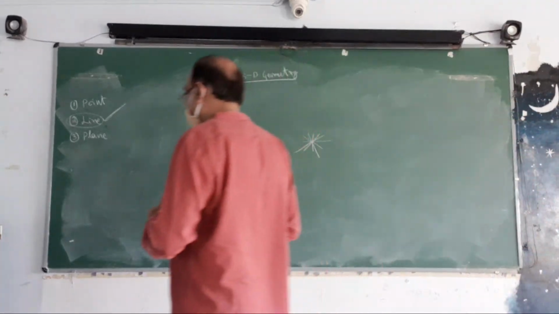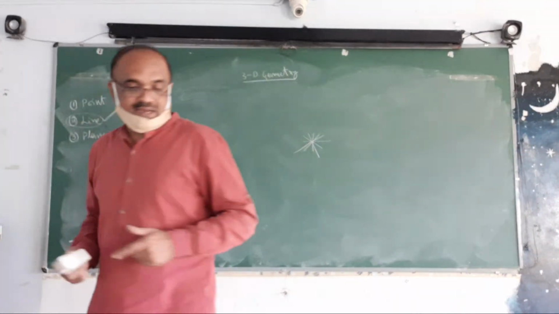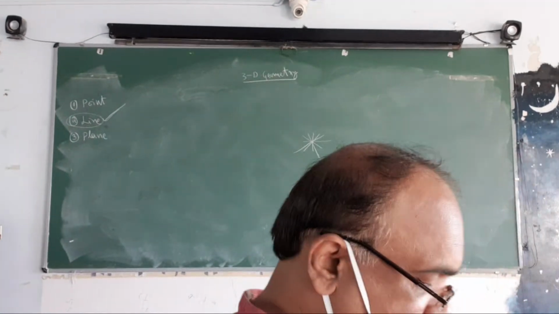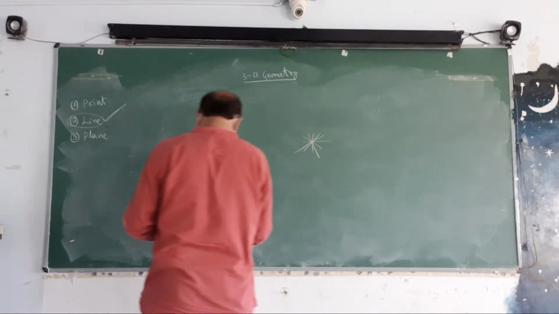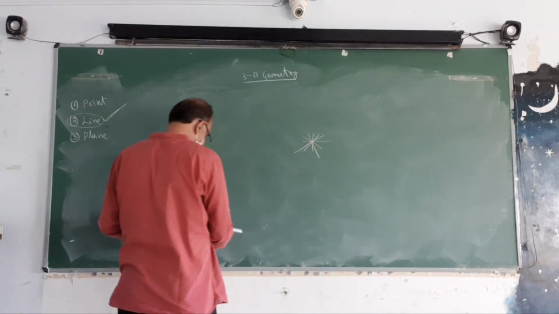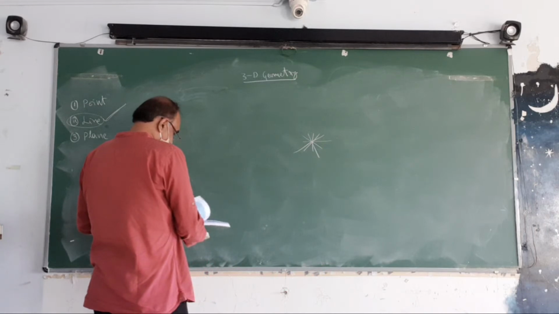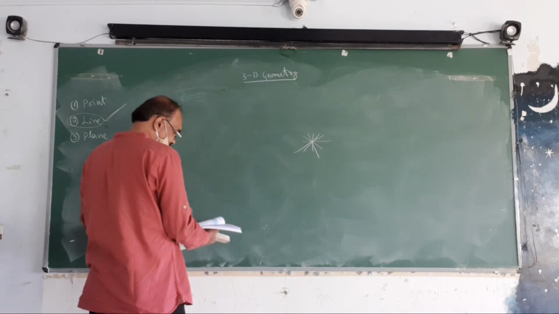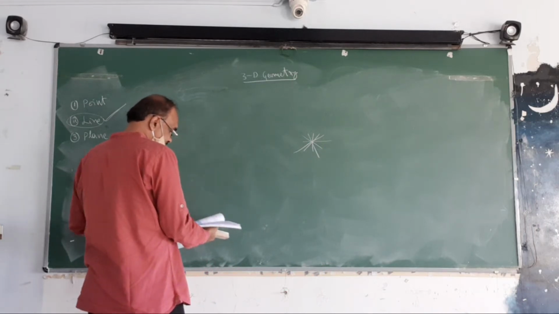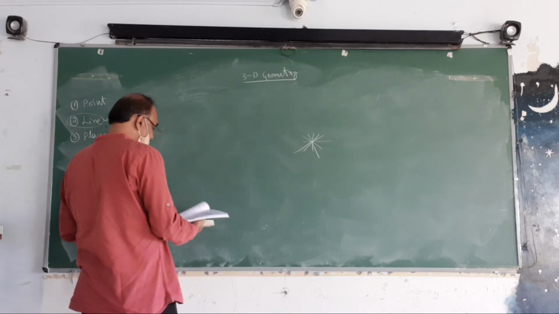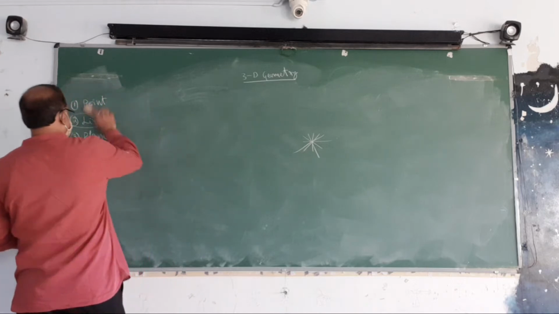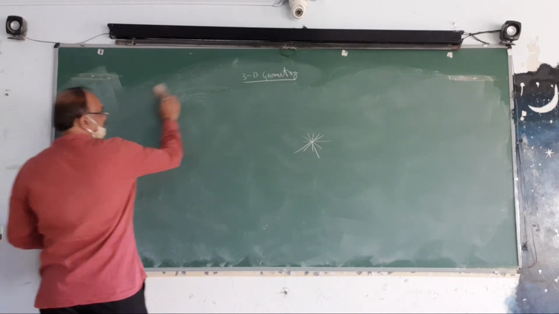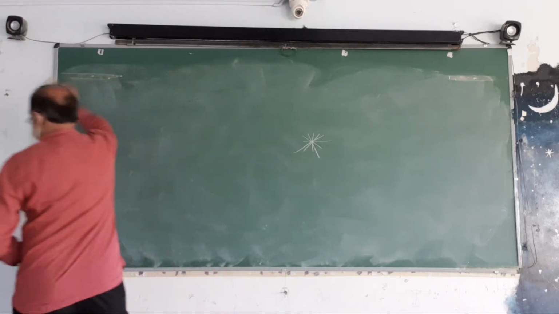First we will learn the equation of the line. Write down this heading: derive the equation of the line. How they give? Derive the equation of the line. Page number 468. Today I want to do both the derivations.